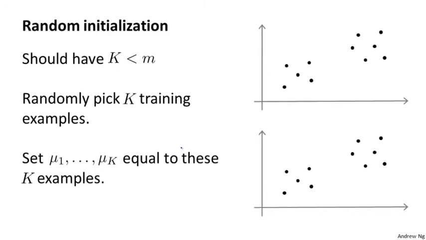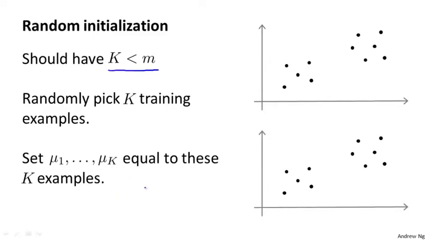Here's how I usually initialize my cluster centroids. When running k-means, you should have the number of cluster centroids K set to be less than the number of training examples m. It would be really weird to run k-means with a number of cluster centroids that's equal or greater than the number of examples you have, right? So the way I usually initialize k-means is I would randomly pick K training examples. And what I do is then set mu_1 up to mu_K equal to these K examples.